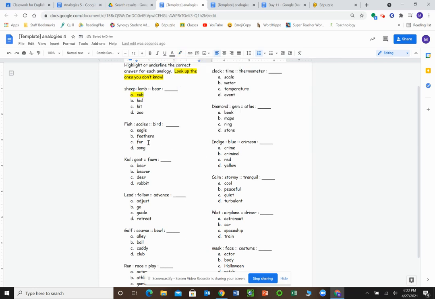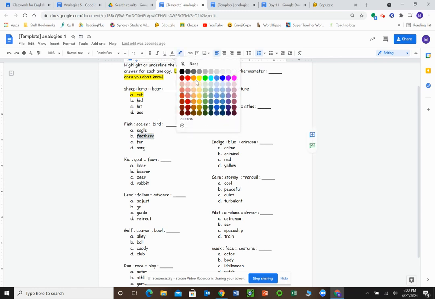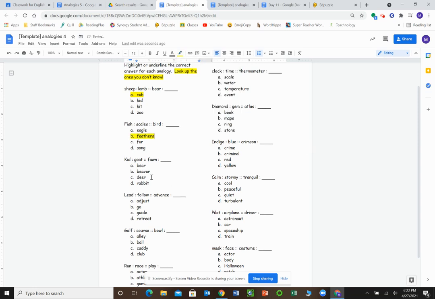Look at the second one. Fish is to scales as bird is to blank. Now, most of you got this right because the other choices weren't very challenging, but let's look at the relationship. A fish is covered on the outside with scales. So I have to think, a bird is covered on the outside with what? And I'm going to say, of course, that's feathers. So I would answer that with feathers. I'm going to highlight it and mark it.